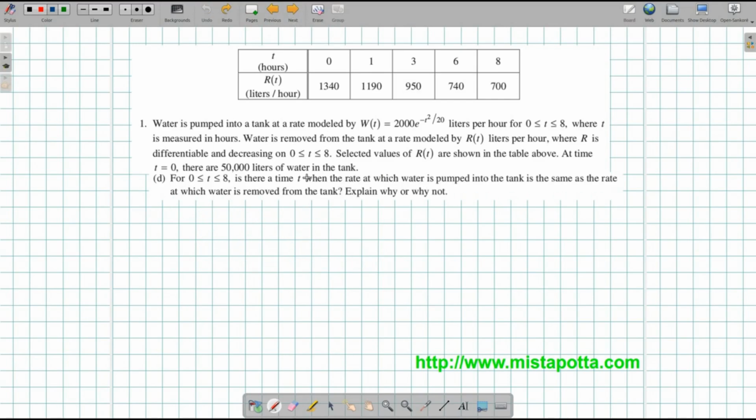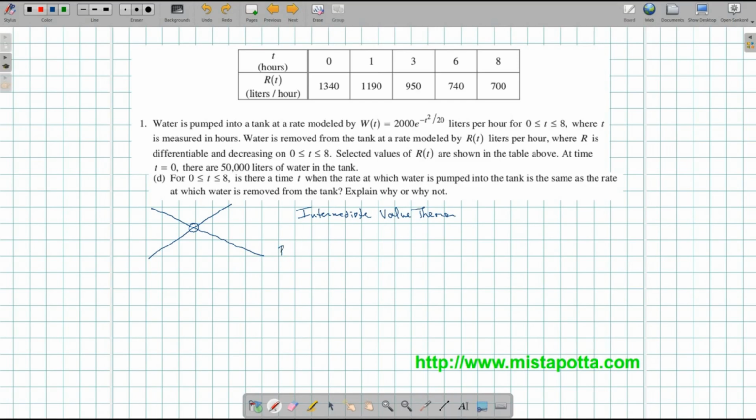Okay. So on to part D, it says for 0 less than t less than 8, is there a time t where the rate at which the water is pumped into the tank is the same as the rate at which water is removed from the tank? Explain why or why not. Now, the key here is that r of t is going to be a continuous decreasing function, and w is going to be a continuous increasing function. And because of continuity, there's going to have to be some point at which these 2 graphs intersect. So my justification for this is the intermediate value theorem.